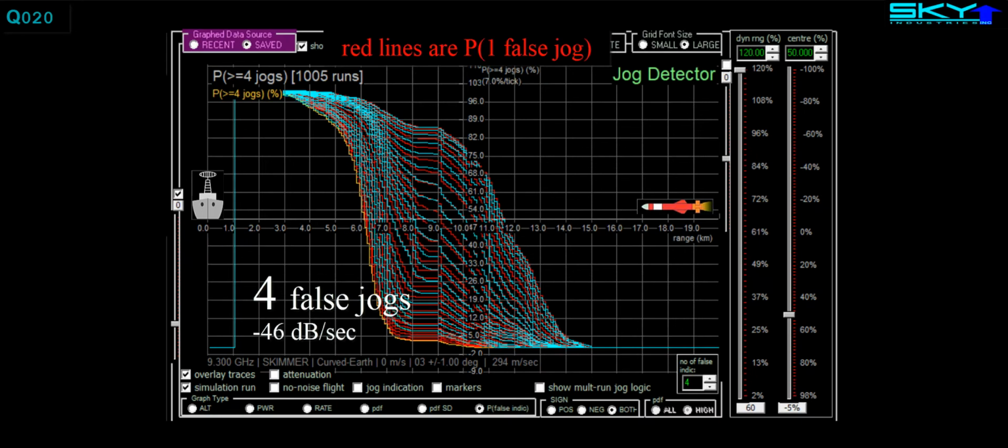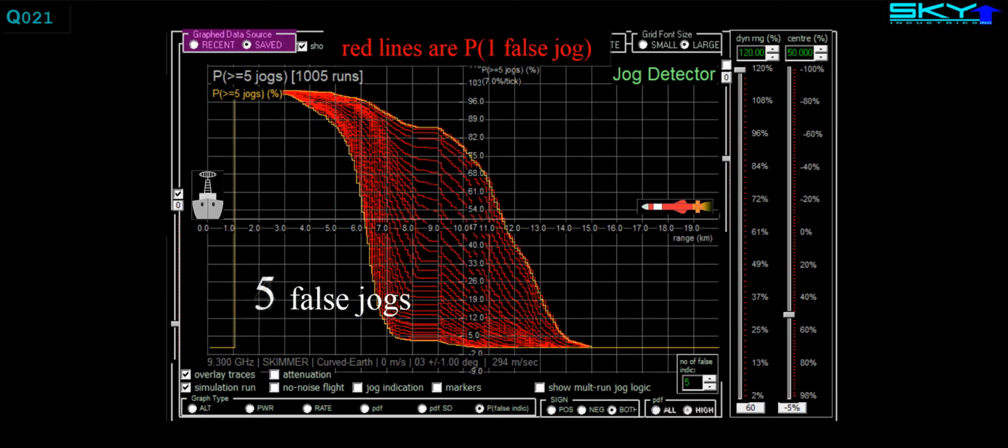Especially notice that as the number of false jog indications goes up, the probability curves for high fade rate get closer and closer to the ship.